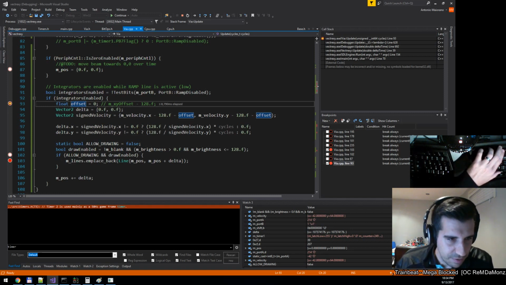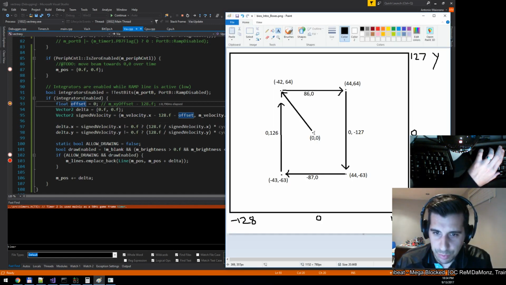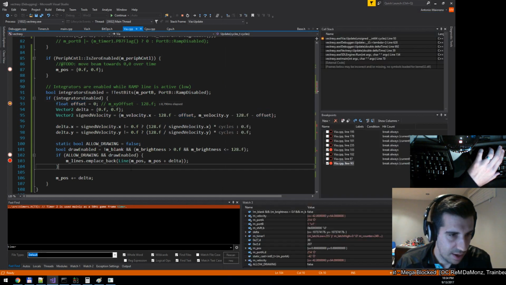And our velocity here, velocity is minus 4264. So that should bring us up here when all is said and done. So let's see this. Let's turn on drawing.